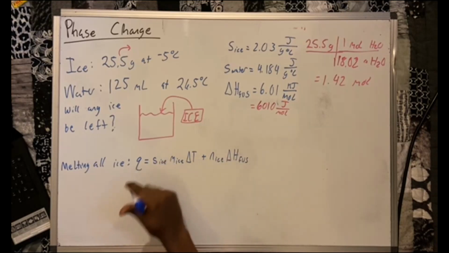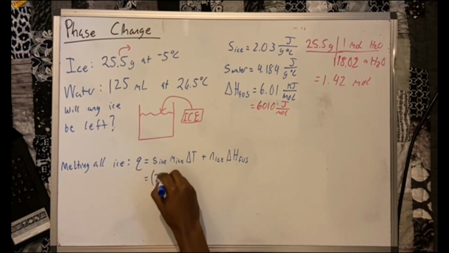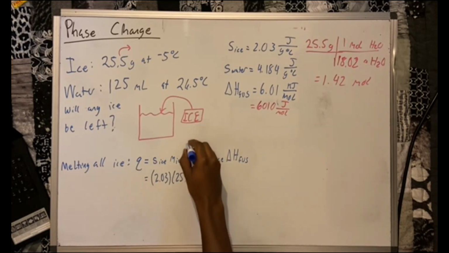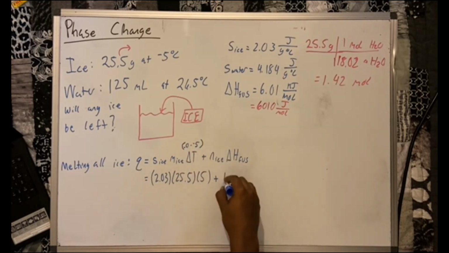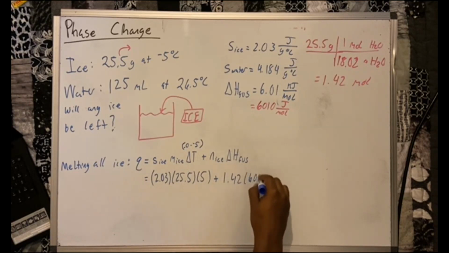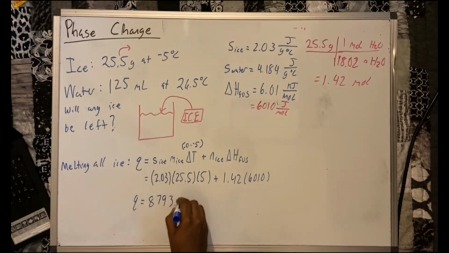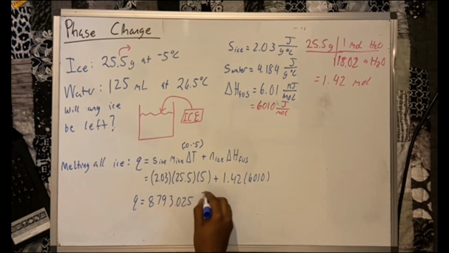I think that's the same as last time. So it's going to be 2.03 times 25.5 times 5, because that's 0 minus -5. Great. Plus 1.42 times 6010. And then Q is going to be, I think it's the same, the 8,000 something. Let me make sure. Yeah, 8,793.025. This is in joules, just joules. So that's how much it's going to take to melt all the ice.